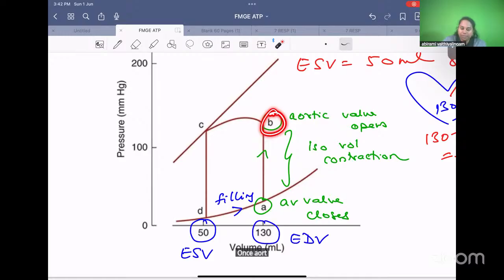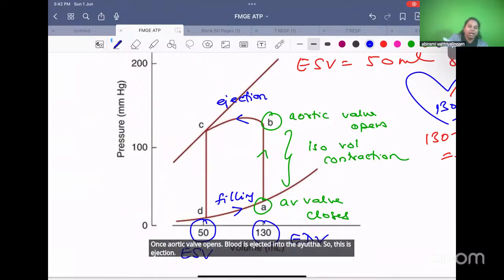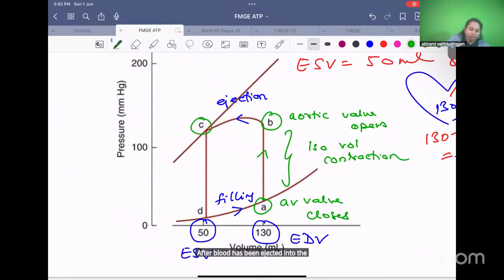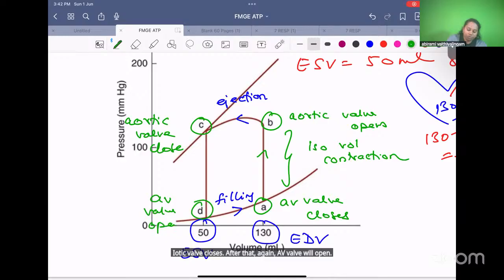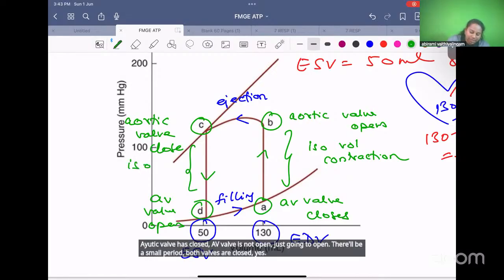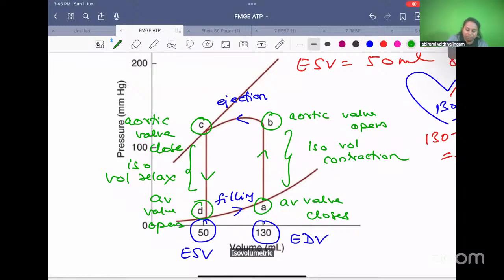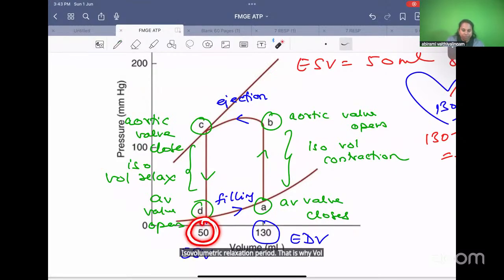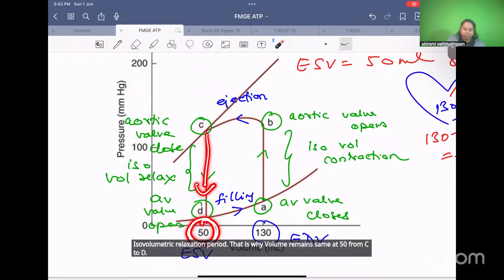Once aortic valve opens, blood is ejected into the aorta. So this is ejection. After blood has been ejected into the aorta, aortic valve closes. After that, again AV valve will open. Then what is C to D? Aortic valve has closed. AV valve is not open, just going to open. So there will be a small period. Both valves are closed. Isovolumetric relaxation period. That is why volume remains same at 50 from C to D, but pressure is decreasing.